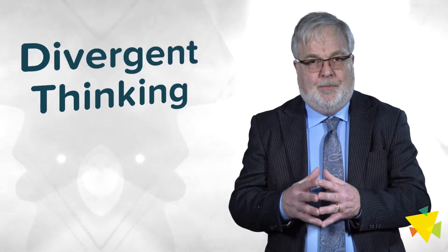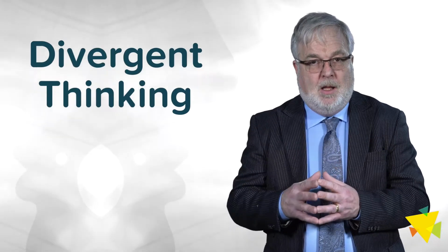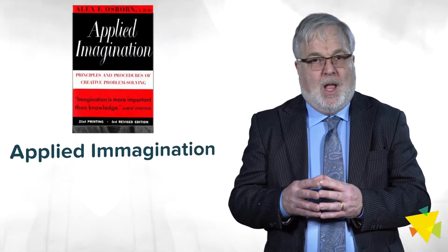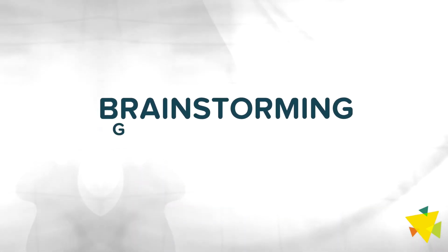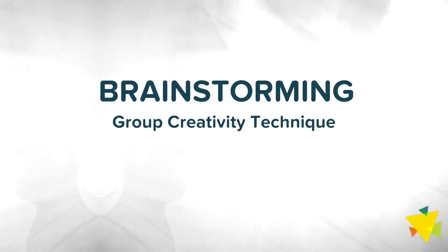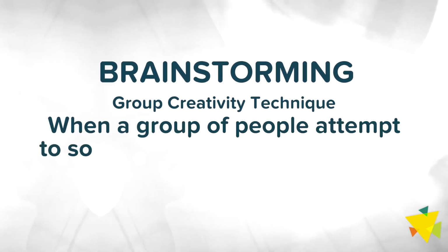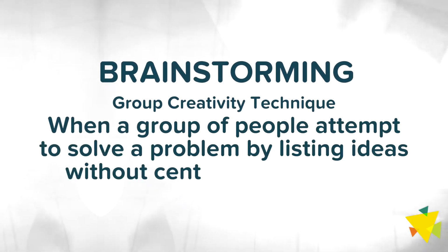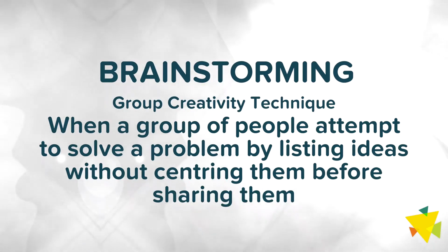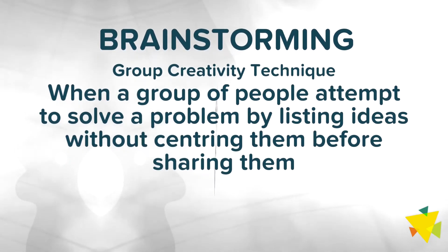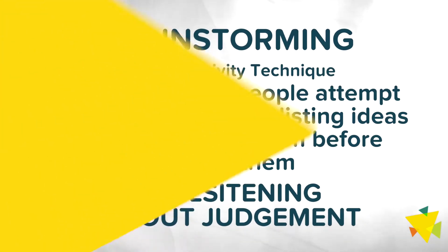Another classic approach to creativity is divergent thinking, with the most popular technique being brainstorming, which was popularized by Alex Osborne in 1953 based on his book, Applied Imagination. Brainstorming is now the basis of many other approaches to creative problem solving. Essentially, brainstorming is a group creativity technique where a number of people attempt to solve a problem by listing ideas without censoring them before sharing them, and then hearing them without criticizing once they've been shared.